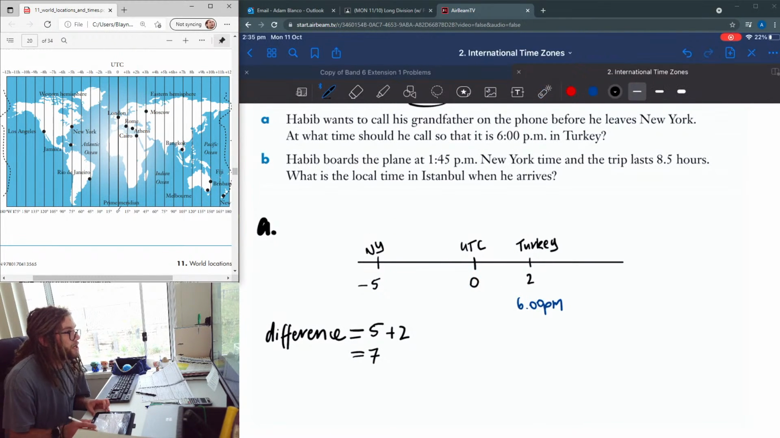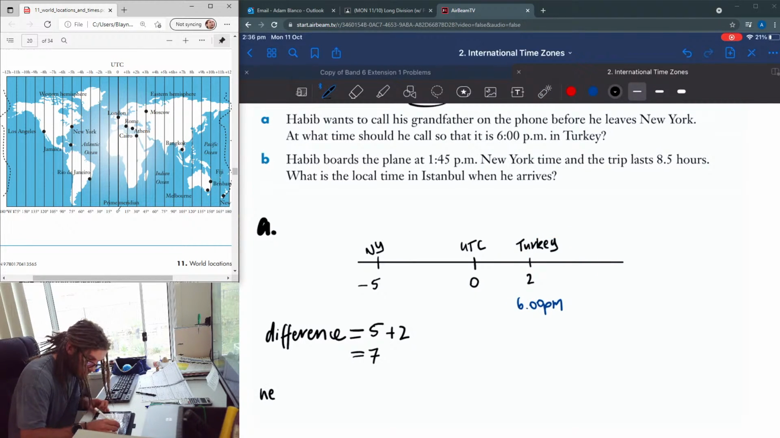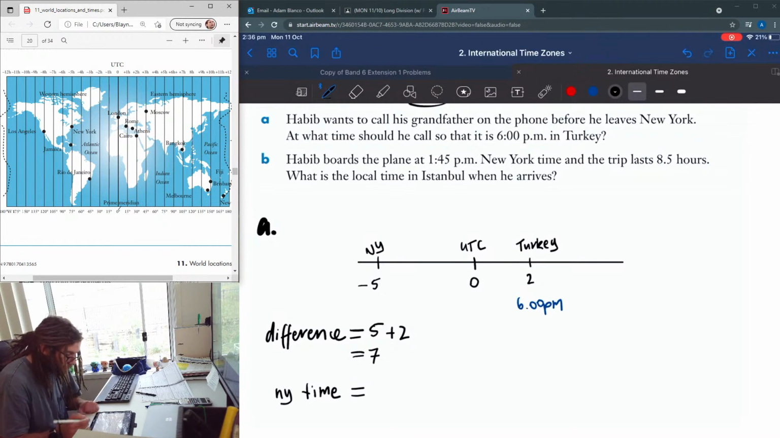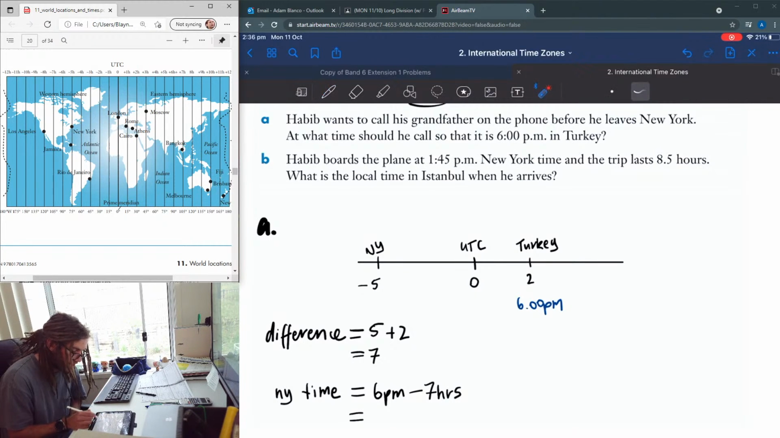And then I want to know my New York time. I know what the Turkey time is at 6 o'clock, so I'll write New York time, and that's going to be 6 p.m. take away 7 hours. I normally do it with my fingers, but 6 hours. If I took away 6 hours, that would bring me to 0 o'clock, which is midday. And then I take away another hour, and that would bring me to 11 a.m.